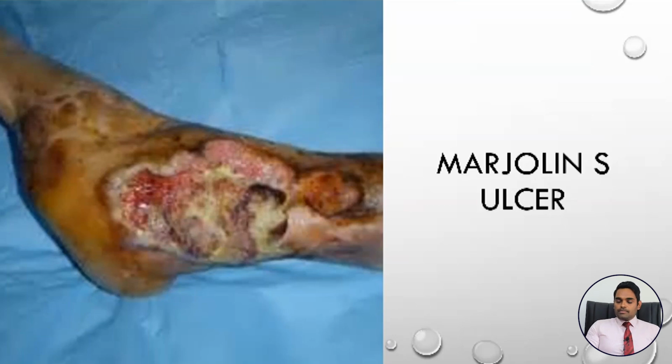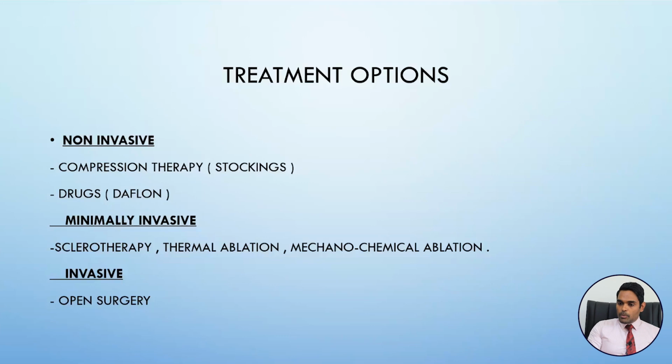Let's get into the treatment options now. So now we have discussed what varicose veins are, how to clinically diagnose them, how to do the duplex, and how to decide whether to treat or not. I hope it's clear up to now. All right. Then what are the treatment options?